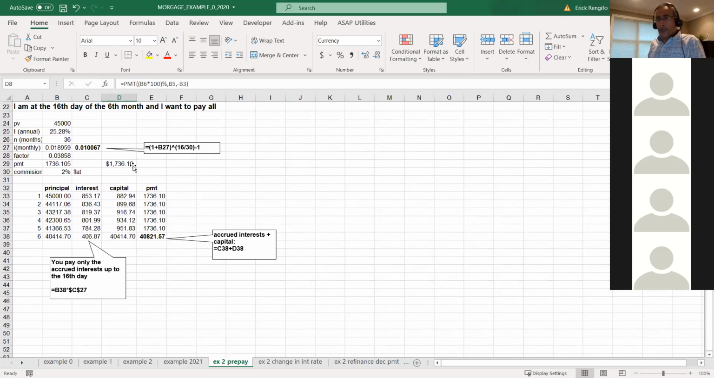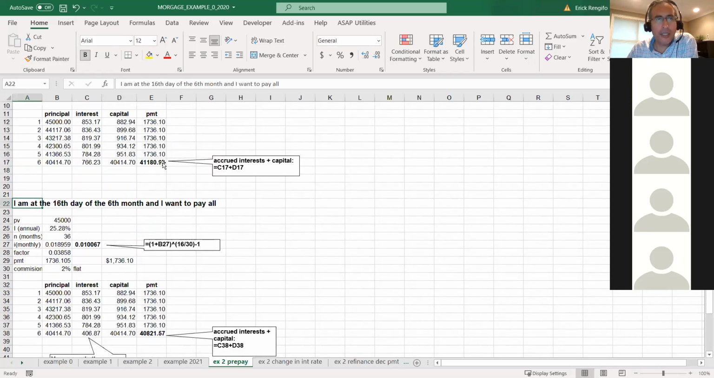Okay, guys. So this is another example. Sometimes people ask me why they should do that. Well, because you need to. Imagine this example: I am on the 16th day of the 6th month, and I have the money already. One way is to wait until the 31st of the month and then pay. Don't do that, because you're going to be paying 15 more days of interest.